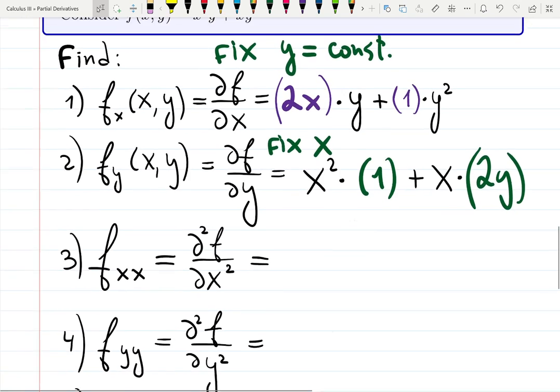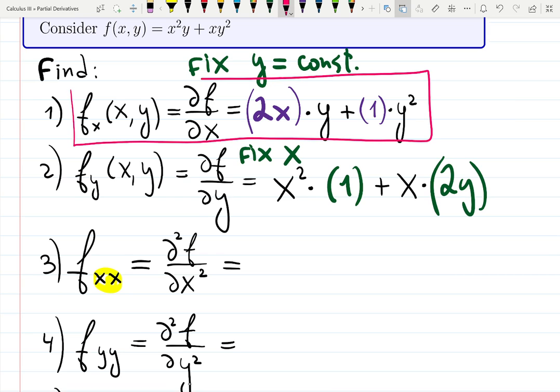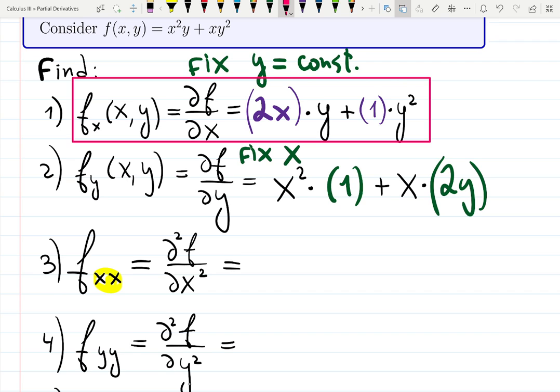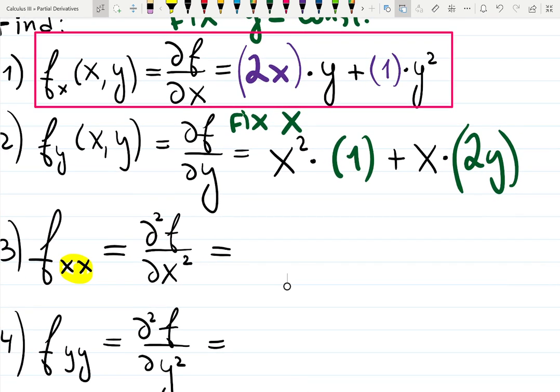Your brain needs to learn, especially on a test, to know where to look. If I'm asking f_xx, I need to find this guy, the first x, right? There's no way you can skip. Unfortunately, I told you in the Calculus 1 class, to find upper level derivatives, you almost always have to find the previous ones, right? So I'm looking at this box, and now I'm differentiating the result of this box with respect to x. So I'm fixing x again.